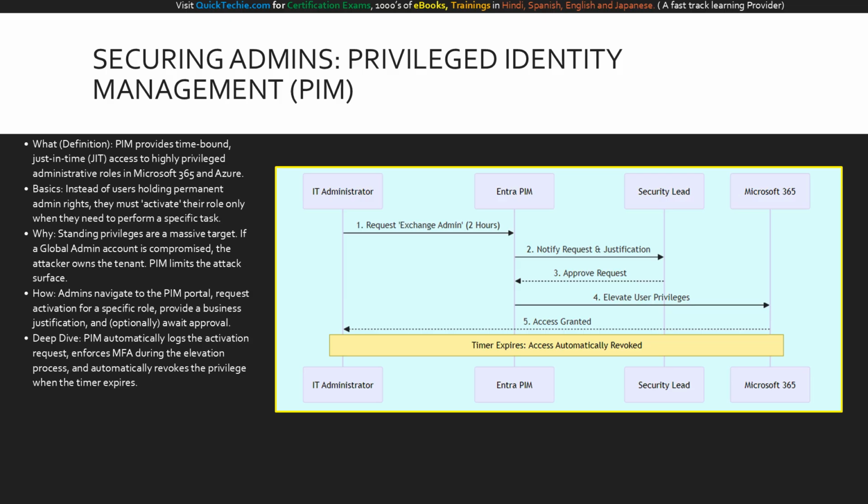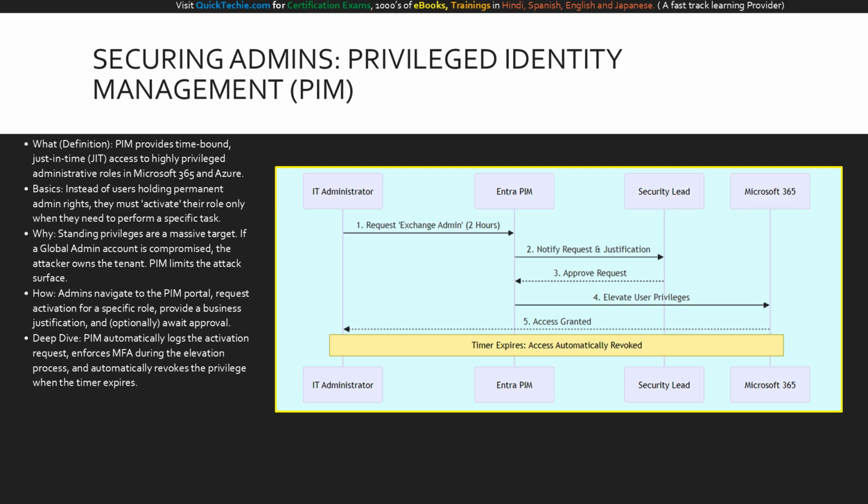You must provide a ticketing number or business justification, complete an MFA prompt, and specify how long you need the access, say, 2 hours. Once approved, you do your work. When the 2 hours are up, PIM automatically strips the permissions away. This drastically shrinks your organization's attack surface and creates a pristine audit trail.